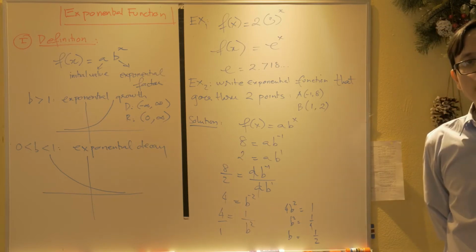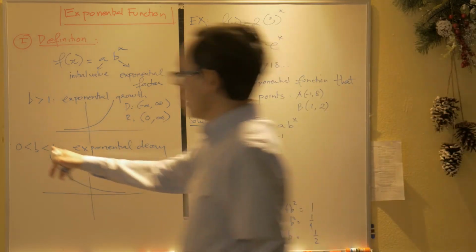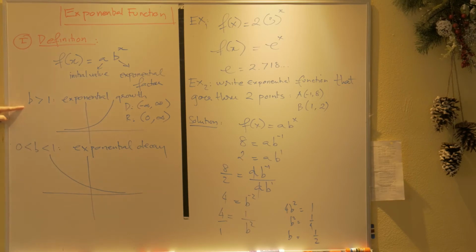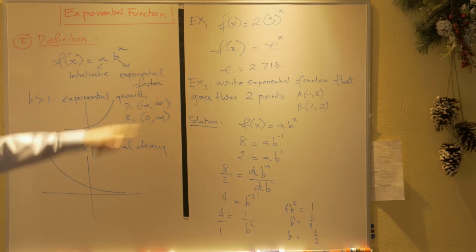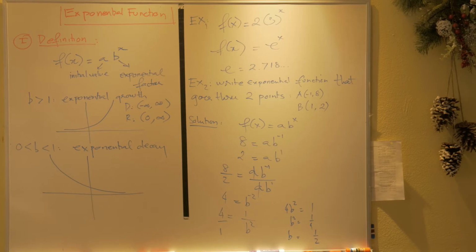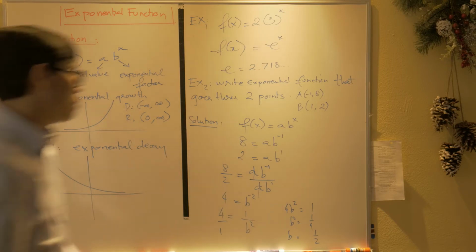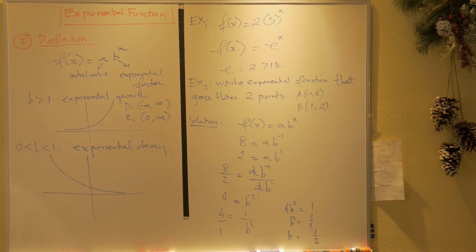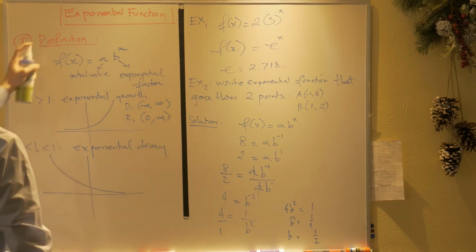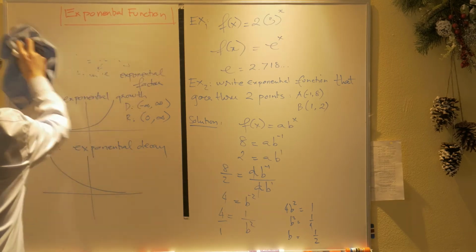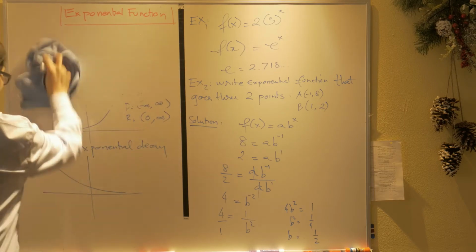Okay, and you can get b equal to 1 over 2. We don't want the negative, because originally b cannot be negative. It's b greater than 1 or between 0 and 1. It's all positive, so we don't have b negative. So over here b is 1/2. 1/2 is between 0 and 1, so you see that this is an exponential decay. Okay, it's not exponential growth. So after you get b, you can find the a value.